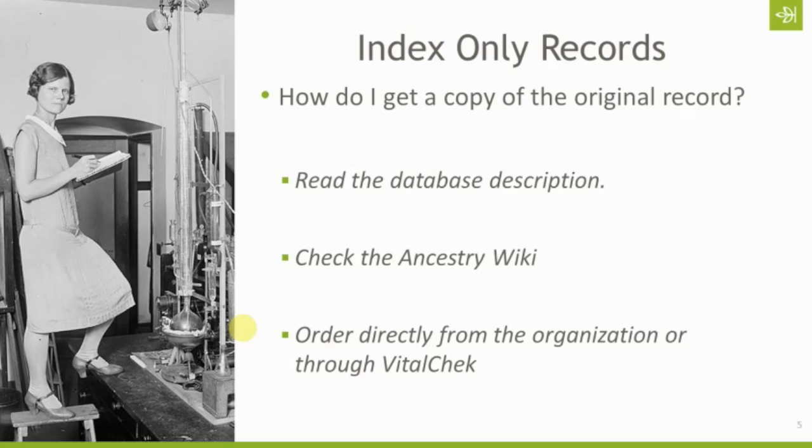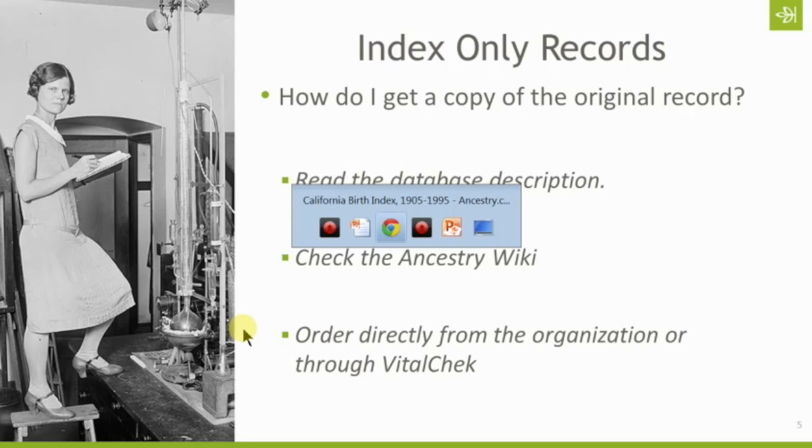There are several ways to determine who holds the original. The first thing you're going to want to do in almost every case is read the database description. What that's going to tell you is where Ancestry obtained this particular index. And if you know where Ancestry obtained the index, then you can go back to that organization to find out either where they obtained the index or where those original records are held.